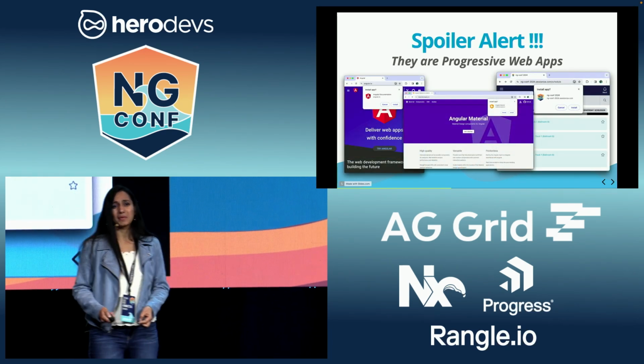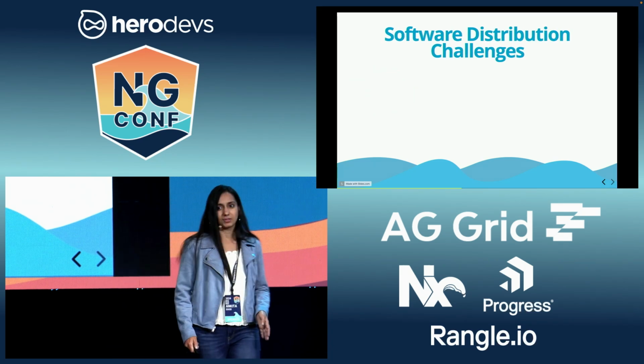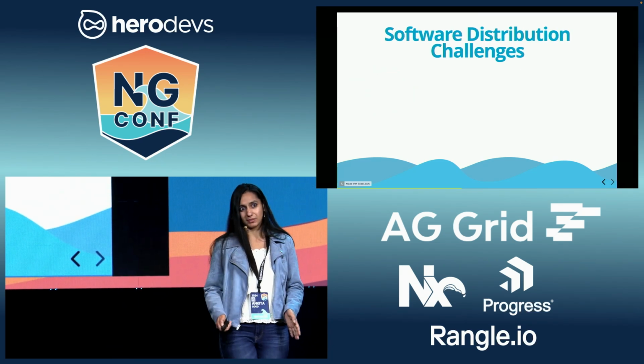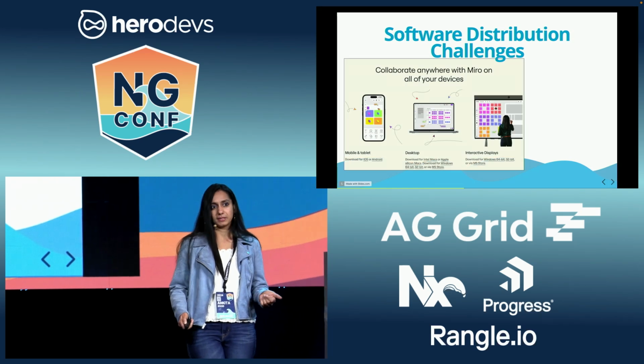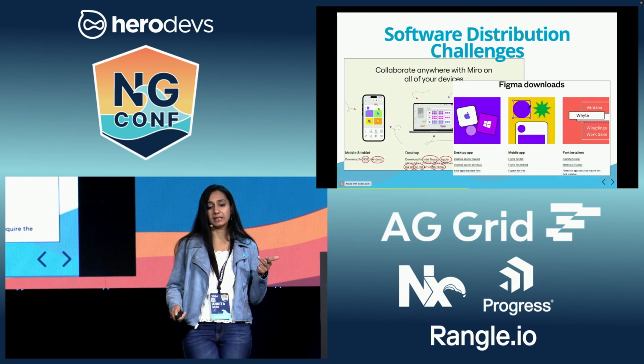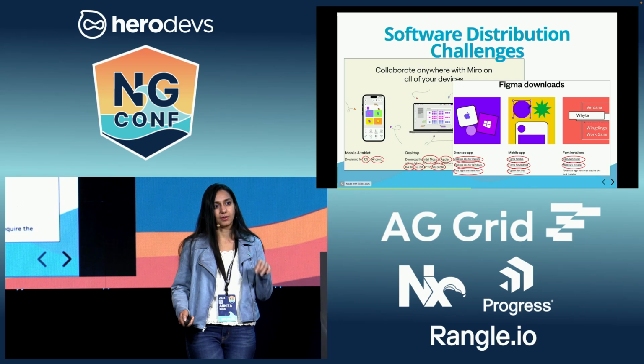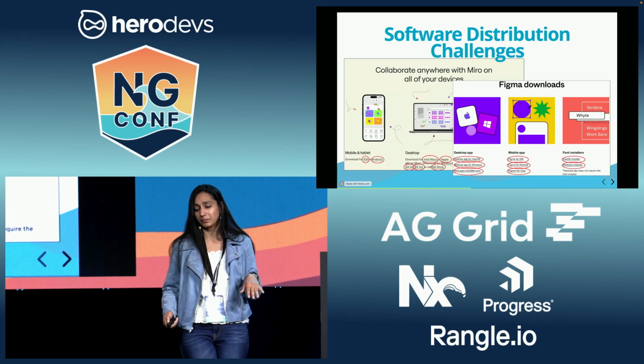But why would they do that? Why would they offer a progressive web app? Software distribution is a really hard problem to solve. Here, I have examples of the same product having almost 10 different links for the user to be able to just use their app based on their preferred device or their operating system.